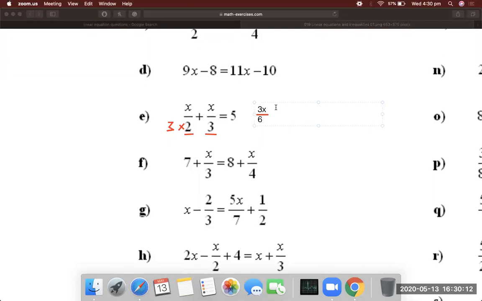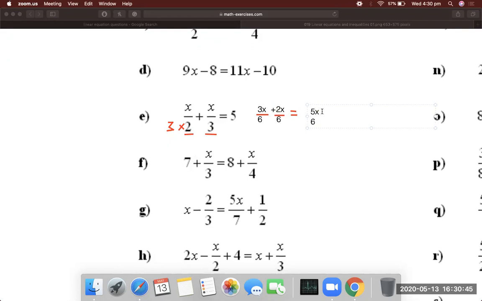We do the same with the right-hand side. If you times the base by 2, the top becomes 2x as well, so 2x over 6. Do you guys understand? All right. Now it's as simple as adding them together. What's 3x plus 2x equal to? 5x. Yeah, so now your answer is 5x over 6.